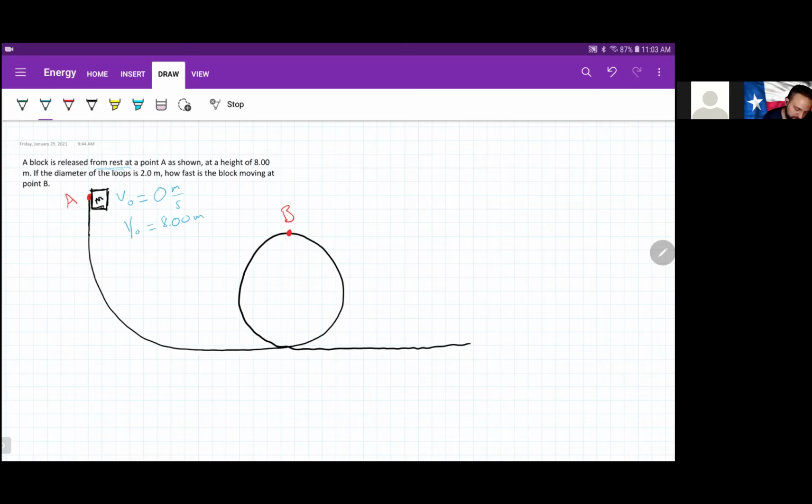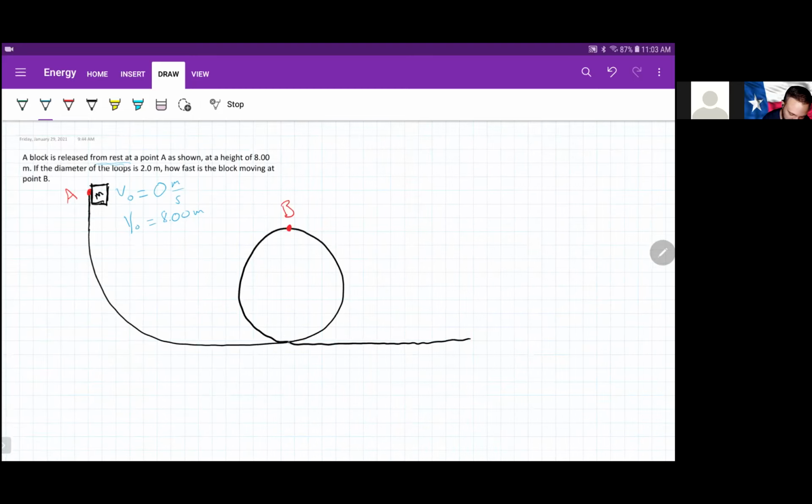If the diameter of the loop is 2 meters, how fast is the block moving at point B? So over here, if the diameter is 2 meters, that means that the distance from this point down here to B is 2 meters. So that gives me a height here of 2 meters. So my final y is 2.0 meters, and I want to find my final velocity.